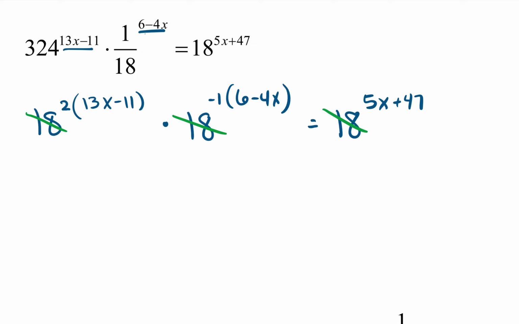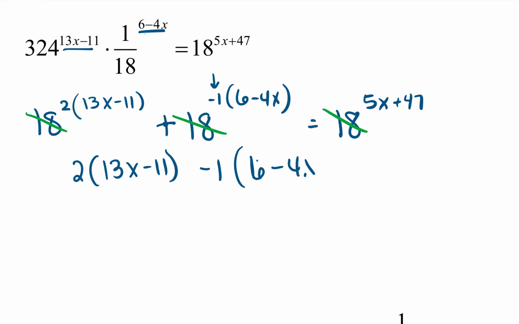Okay, now I write just my exponents for all of my questions. And I can go from there. So I have 2 times 13x minus 11. Now remember, anytime you see a times, it's actually plus from my exponents, right? But I'm adding a negative 1. So I'm going to do minus 1, 6 minus 4x equals 5x plus 47.